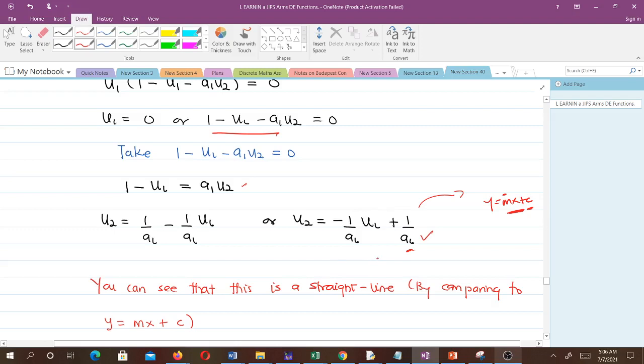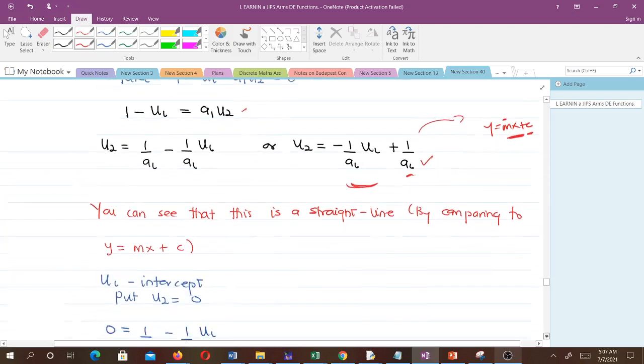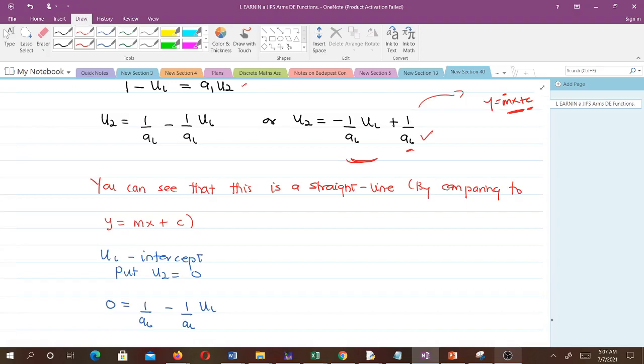So that means that this here is a straight line, right? And most of the time when we want to plot a straight line, we use the intercept to get points to plot it, right? So we are going to do the same thing.